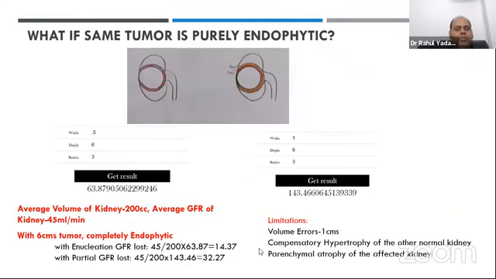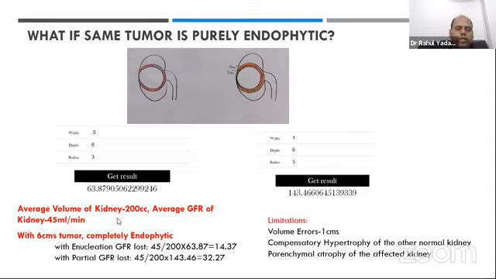What if the same tumor is purely endophytic? The whole of the tumor is inside. So the dimensions are all the same, but the depth is going to change now. The depth is now 6 centimeters, completely inside. Rest of the parameters are all the same. So with enucleation, the volume lost is roundabout 63 cc, and it is 143 cc in case of partial nephrectomy. If we calculate at average volume and average GFR in the same scenario, the GFR lost is 14.37 ml in case of enucleation, and in case of a partial nephrectomy, it is 32.27.